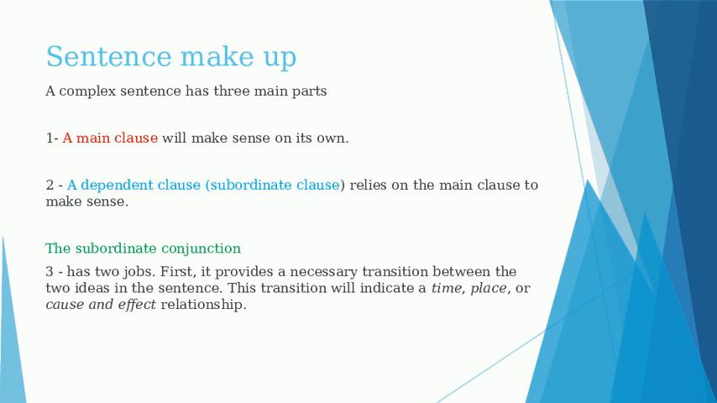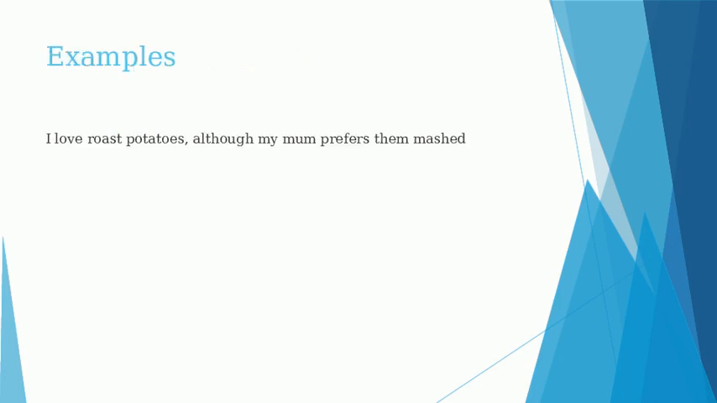Firstly, it provides a necessary transition between the two ideas in the sentence, okay? This transition will indicate a time, place, or cause and effect relationship. Okay, they're words like however, whereas. We'll have a look at that a little bit later on. Let's have a look at an example.